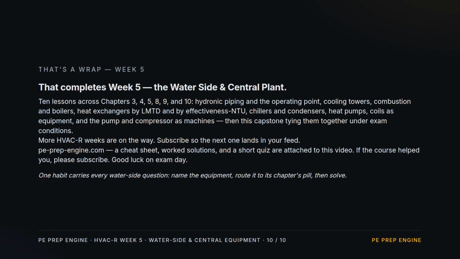That's a wrap on Week 5, the water side and central plant. 10 lessons: hydronic piping and the operating point, cooling towers, combustion and boilers, heat exchangers by LMTD and by effectiveness NTU, chillers and condensers, heat pumps, coils, the pump and compressor as machines, and this capstone tying them together under time. More HVAC weeks are on the way.